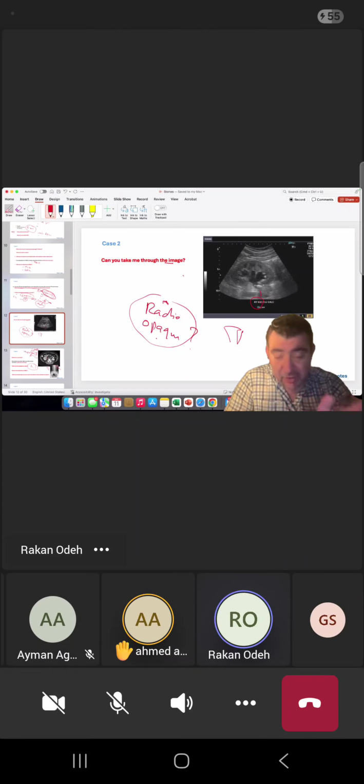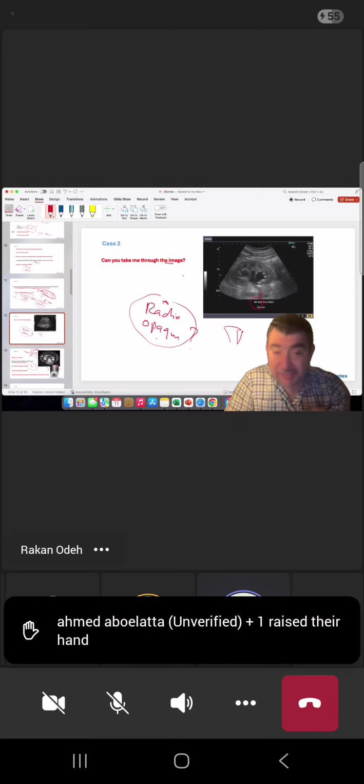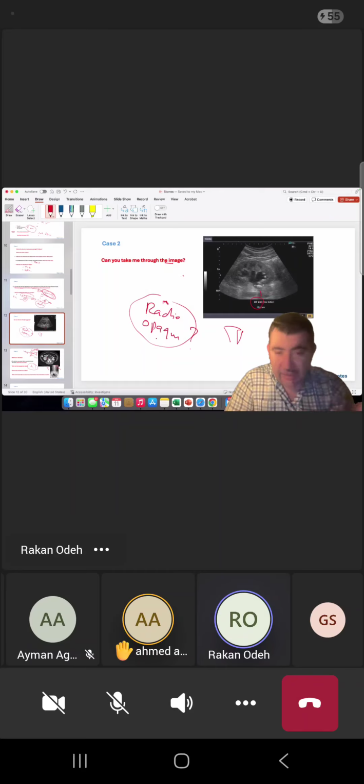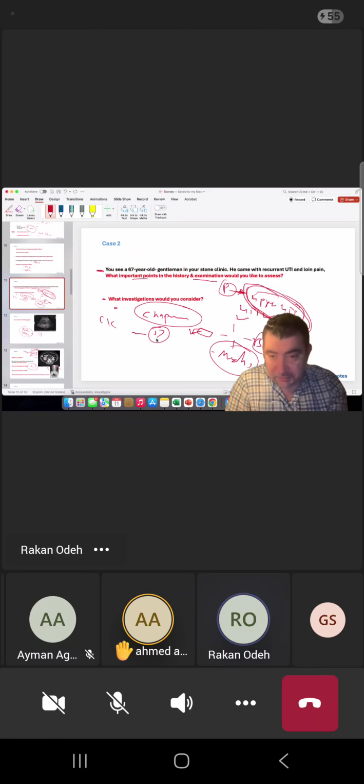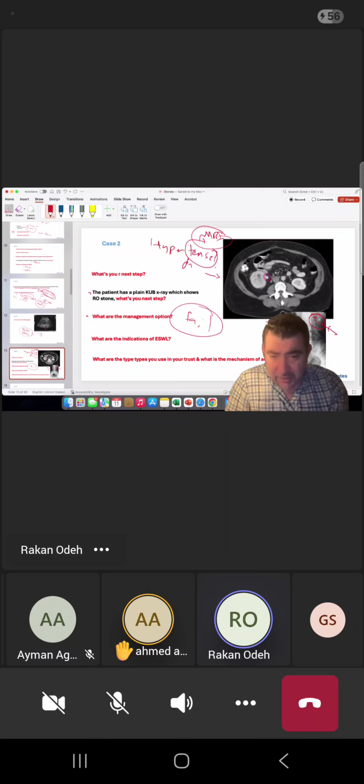Double check, guys. Recurrent UTI by itself is not an indication, but if it is a struvite stone, obviously that's an indication. Struvite, uric acid, phosphate stones are indications for metabolic evaluation. But recurrent UTI by itself is not an indication for metabolic evaluation. Just check on that. Maybe I'm wrong. No, definitely right. But very good, guys.